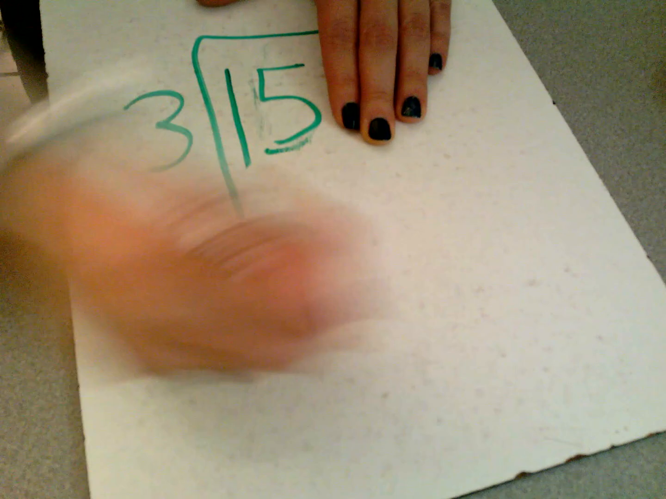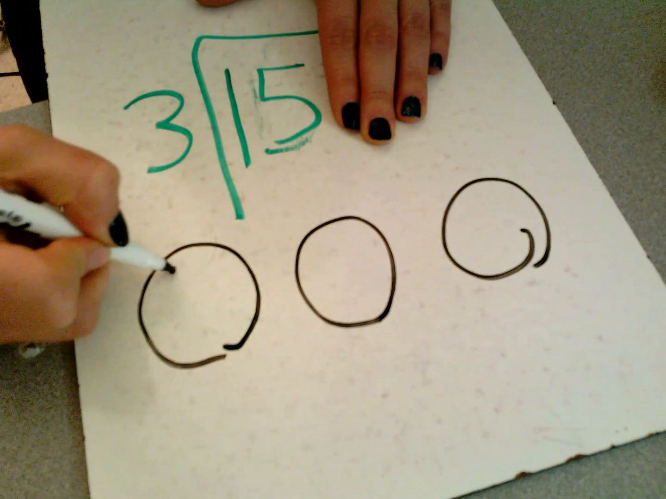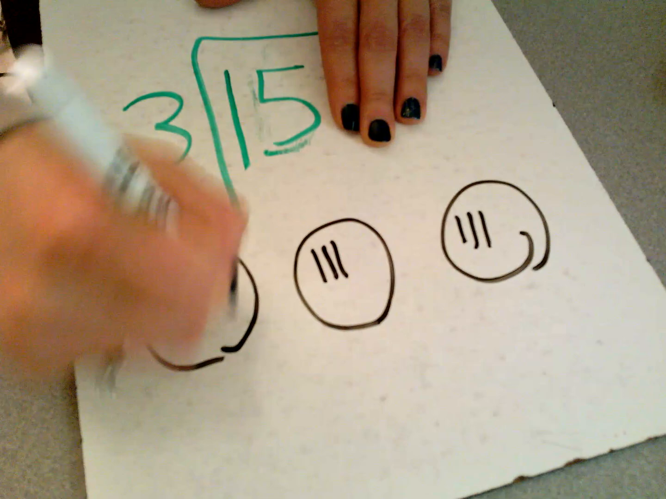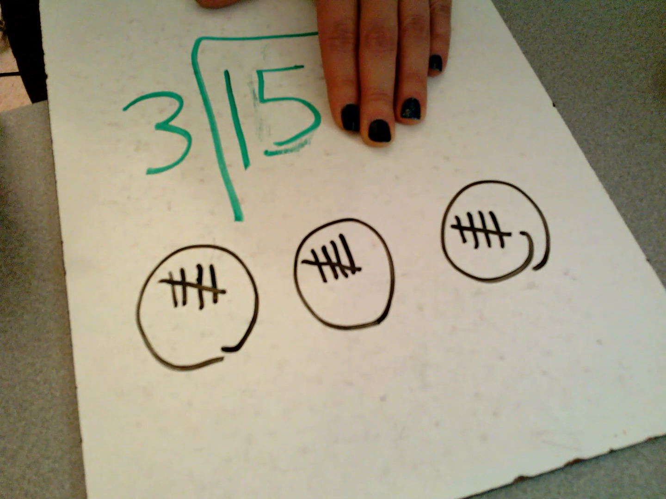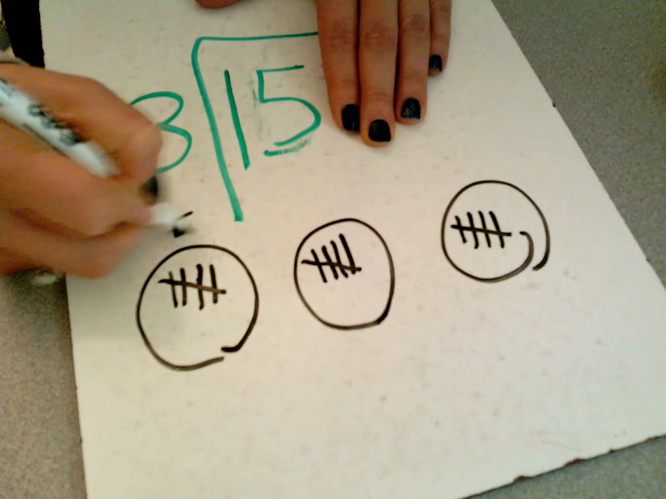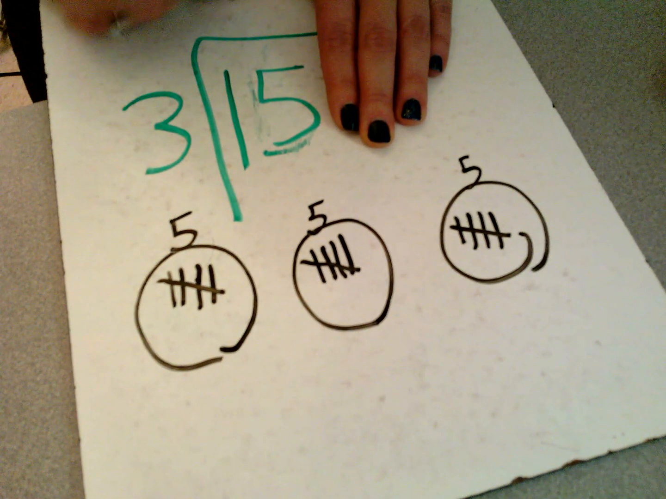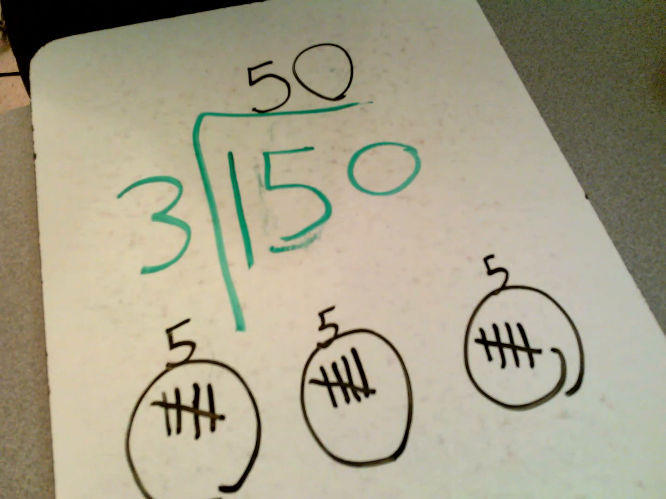All right, so you should have had 3 groups, right? 3, and then 15 tallies. Let's see, 1, 2, 3, 4, 5, 6, 7, 8, 9, 10, 11, 12, 13, 14, 15. So you have equal groups of 5, right? No remainders. So 15 divided by 3 is 5. Uncover my 0. Boom. There you go. 50.